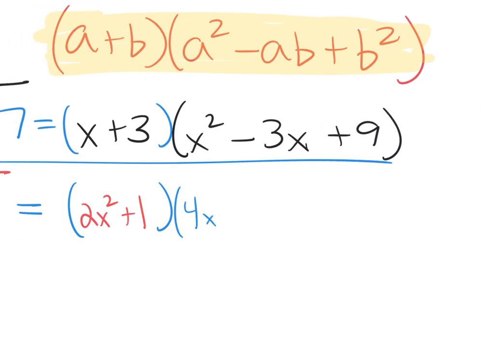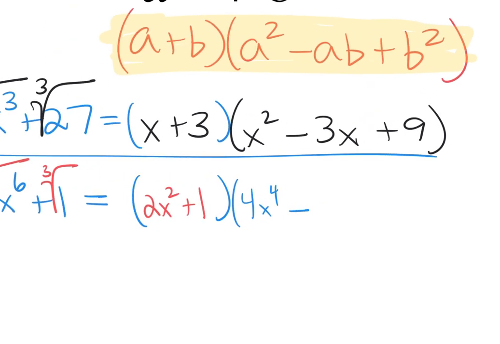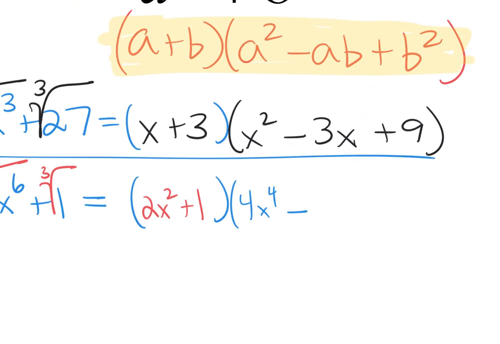So we got 4x to the 4th minus, now the next thing I'm following is a times b. That's my a, that's my b. 2x squared times 1, that's just 2x squared. And then I do plus b squared. B squared is the last term. B is 1. 1 squared is 1. This is the new stuff. Sum of cubes. Okay.